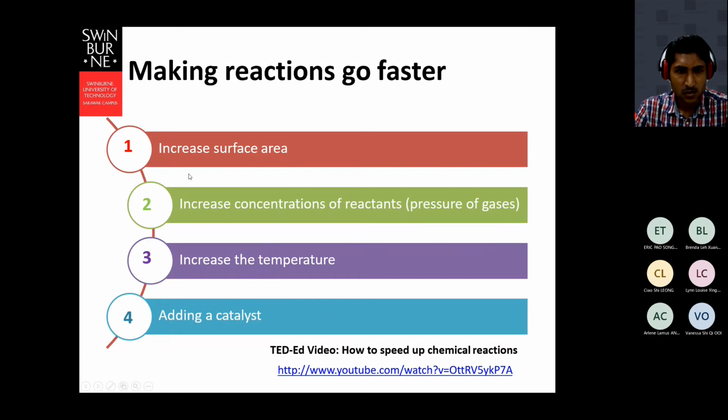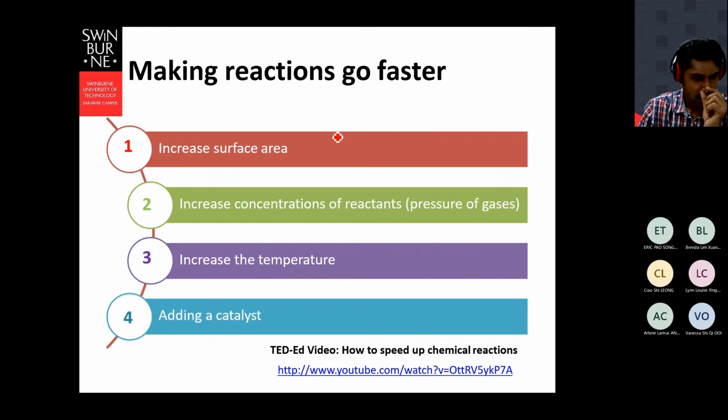How do you make the reaction go faster? If we want to make our reaction go faster, we have to understand what things a reaction depends on. What are the things that the reaction depends on? The surface area. The reaction depends on the surface area of what? Of the reactants. The reactant surface area.